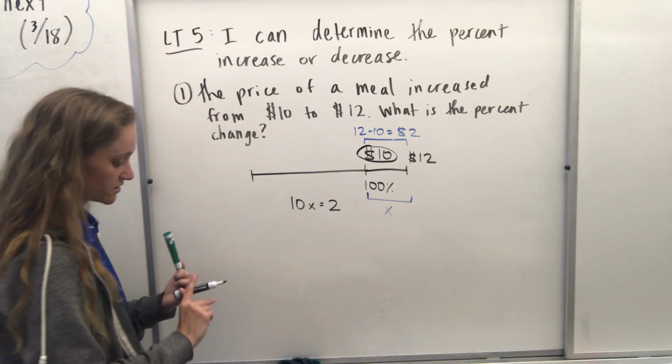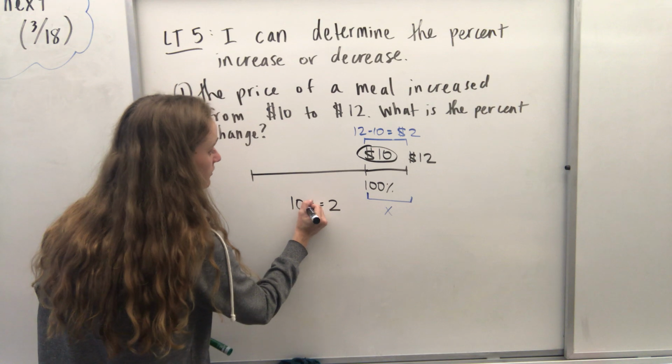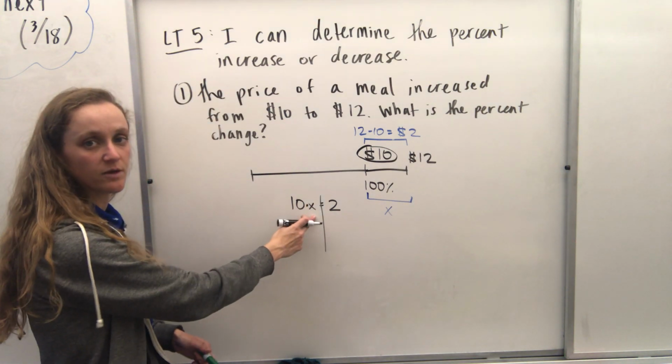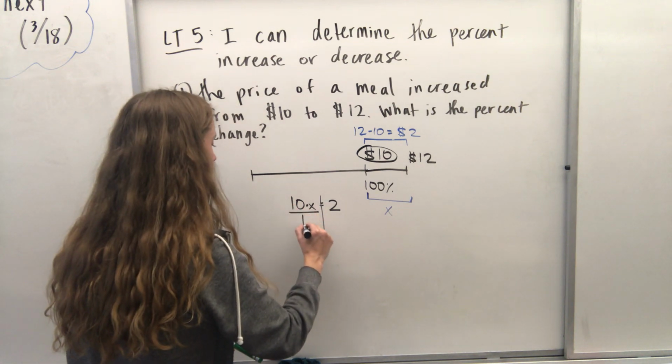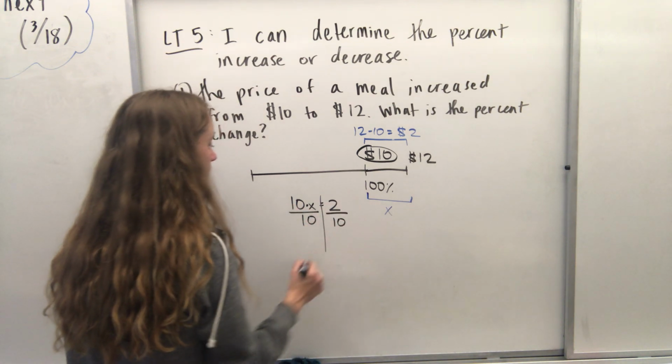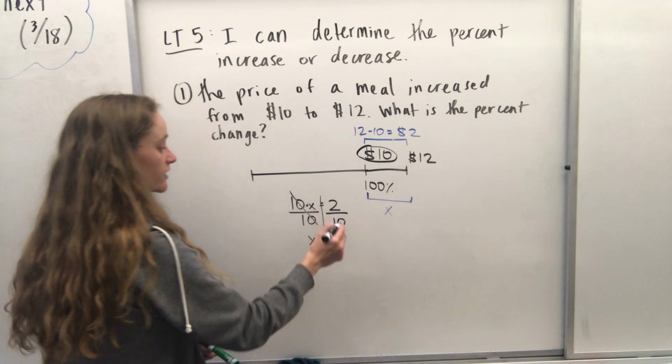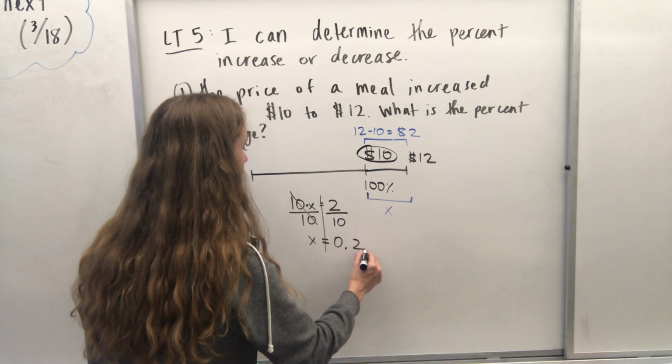So I have 10x equals 2, and remember from solving for x, this is 10 times x, so the opposite of multiplying by 10 would be dividing. So I divide, and then this cancels, and then x equals 2 divided by 10 would be 0.2.